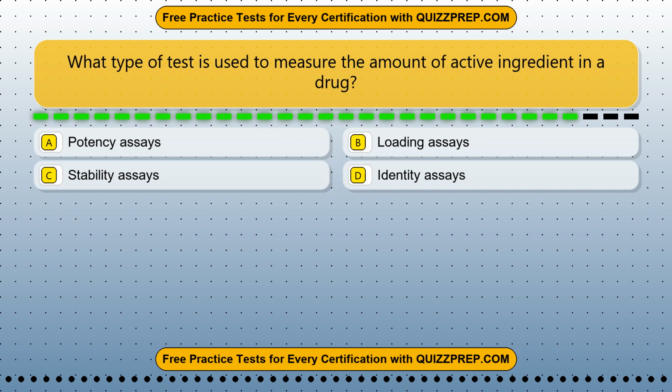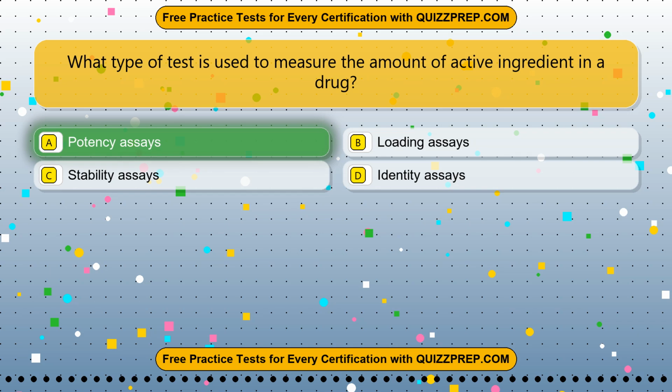Question 21. What type of test is used to measure the amount of active ingredient in a drug? Option A, potency assays. Option B, loading assays. Option C, stability assays. Option D, identity assays.